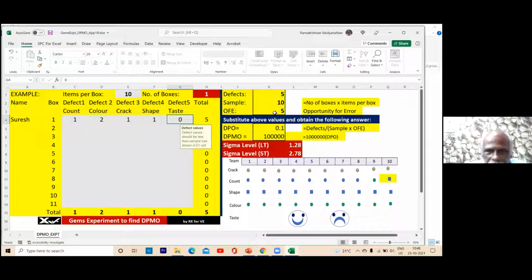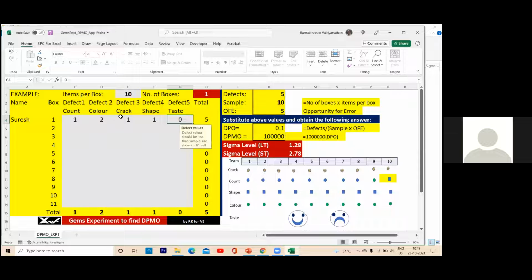Opportunity for error is 5. Always opportunity for error is 5 per item. Each gem, we are noticing it for 5 types of defects: count, color, crack, shape, and taste. Now, substitute the above values and obtain the answer.